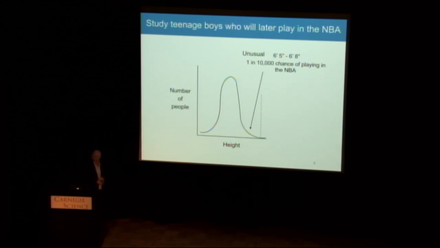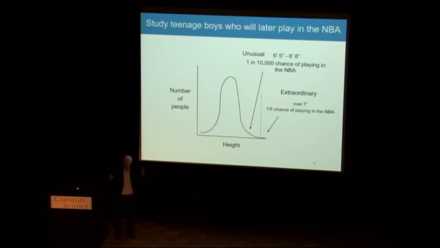Instead of having to study 20 million, it's 1 in 10,000. That still seems pretty prohibitive and very hard. However, if you take people over 7 feet tall, I was astounded to find this out, about 1 in 5 Americans who are over 7 feet tall will play in the NBA. So the signal to noise is way down now.